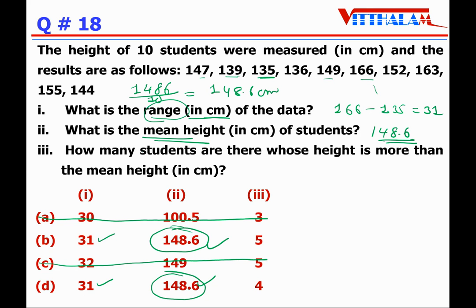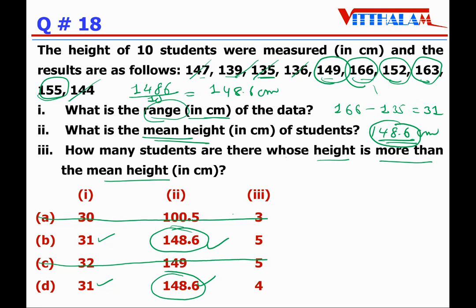Last one: how many students are there whose height is more than the mean height? The mean height is 148.6. We have to count how many students have a height more than 148.6 centimeters. This is not, this is not, this is not, this is first, this one is second, this one is third, this one is fourth, this one is fifth. This one is not there. So five. This is out, so B is out. Therefore, B is the answer.